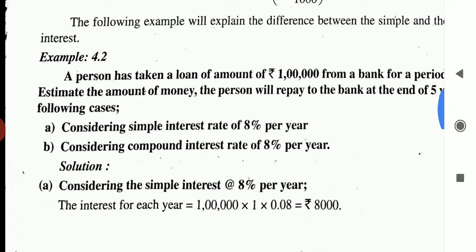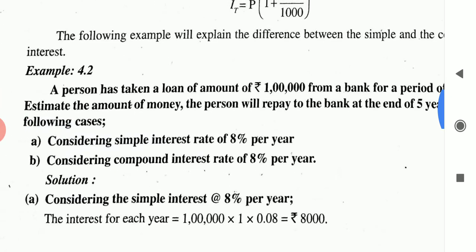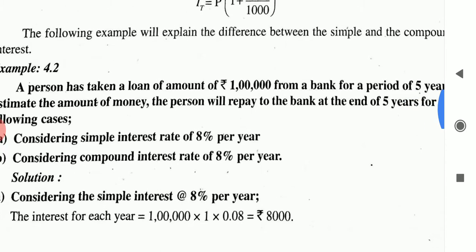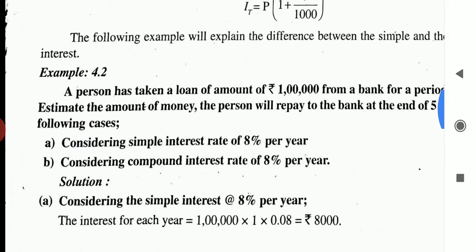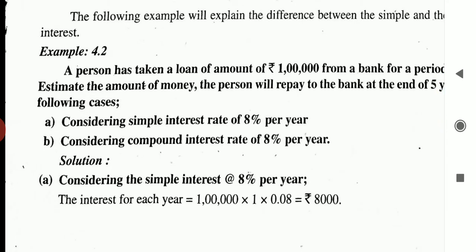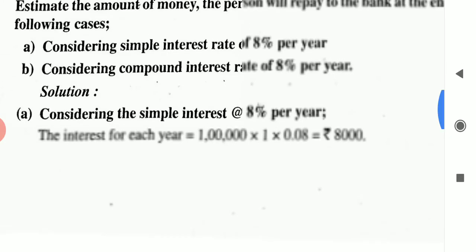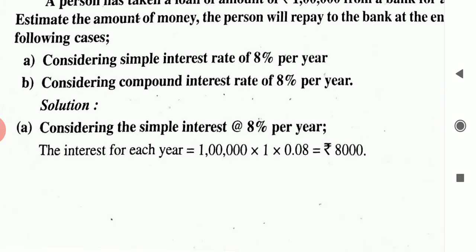Next problem is, a person has taken a loan amount of 1 lakh from a bank for a period of 5 years. Estimate the amount of money the person will repay to the bank at the end of 5 years for the following cases. First case is considering the simple interest rate of 8% per year. Second, considering compound interest rate of 8% per year. So we will see the first one, simple interest at 8% per year.